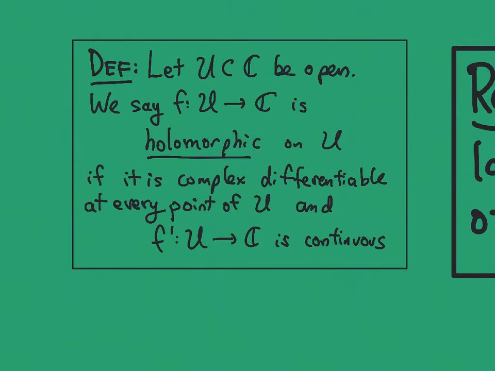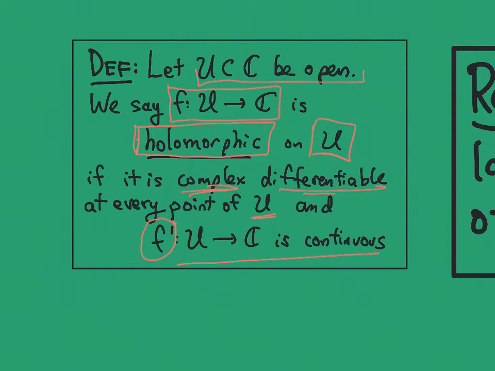Let U again be an open set, and let f be a function on U. We say that f is holomorphic on the set U if it is complex differentiable at every point of U, and we assume that f prime, the complex derivative at each point, is also continuous. So this is a very important class of functions for complex analysis. It's basically the class of functions that we study.